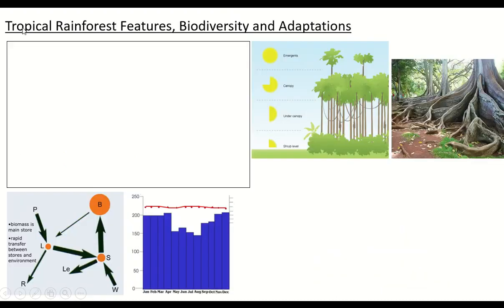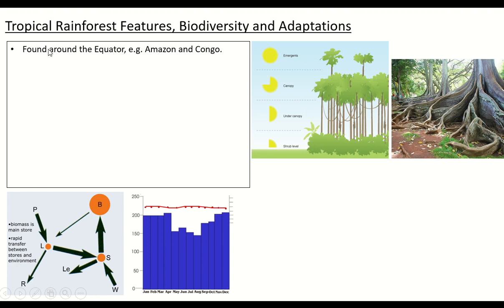So this is it. This is looking at our first major biome or major ecosystem, and you'll look at two. With regards to tropical rainforests, you'll need to see what features they have, the biodiversity, so the variety of living materials, and adaptations of that biodiversity. So this slide really is a summary of all the kind of stuff you need to know about tropical rainforests. So you can see a few images. I'll talk to you about those as we go along.